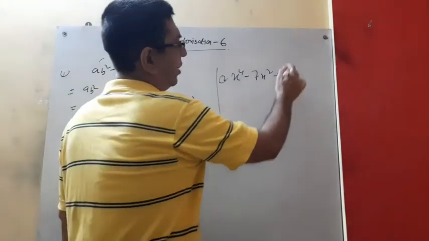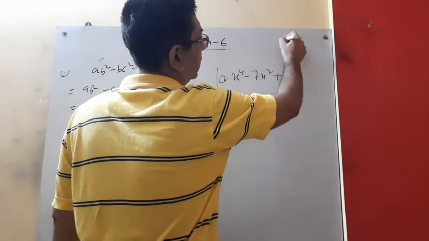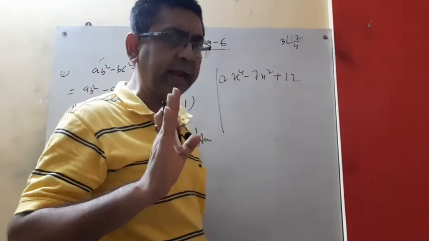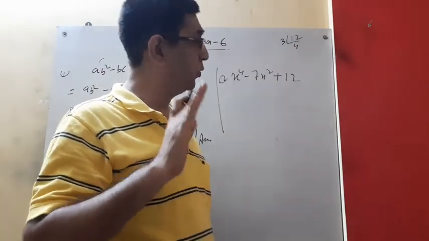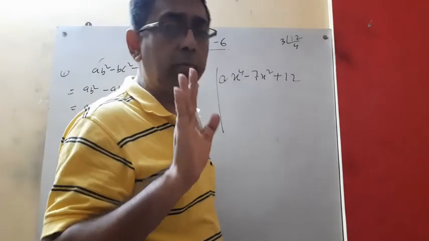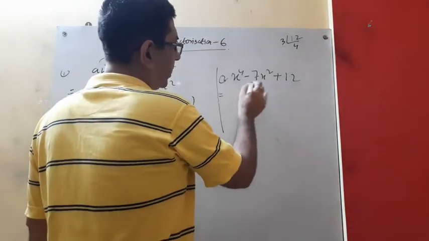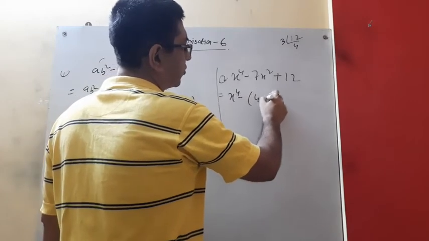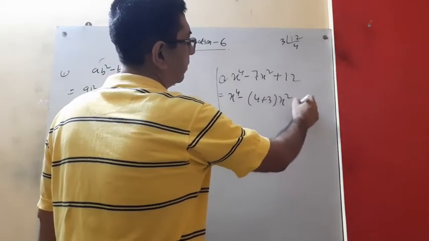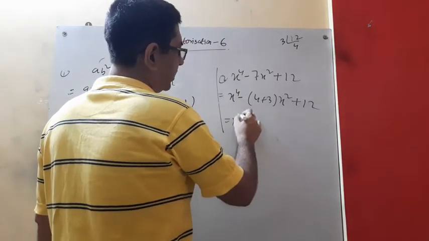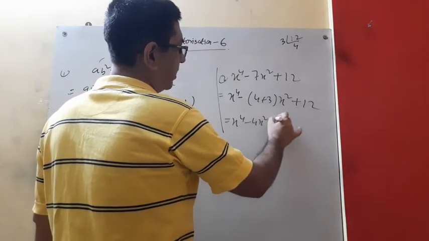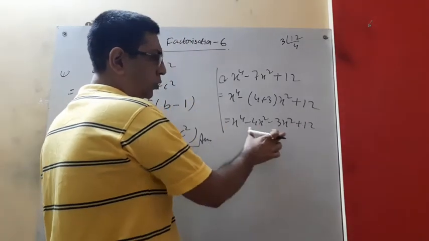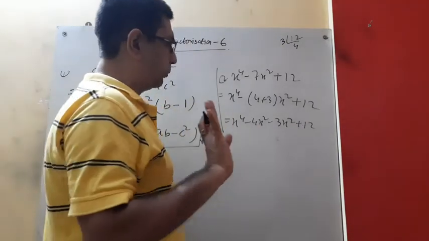Just see, this is 12, right? 3 fours are 12, 4 and 3. Adding we get 7. So we can try for the middle term method or middle term break. x4 minus, this is 4 plus 3, right? Plus 12. So we are getting x4 minus 4x square minus 3x square plus 12. Look, 2 positive terms and 2 negative terms. Up to this it is okay.